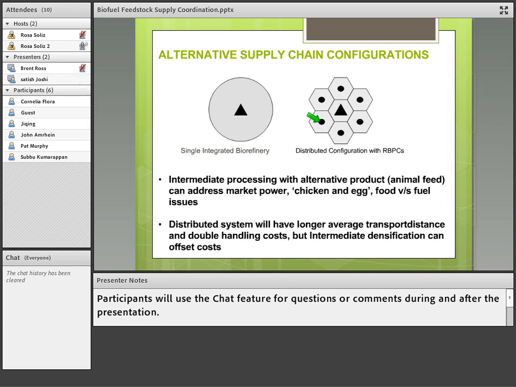So the idea is AFX treated biomass can be used as animal feed, so it creates an alternative market, which also addresses the chicken and egg problem. That is, now you can build your supply chain gradually, first producing either pellets or animal feeds, and then once the biorefinery comes up, you can start supplying it to the biorefinery. So you can gradually scale up.